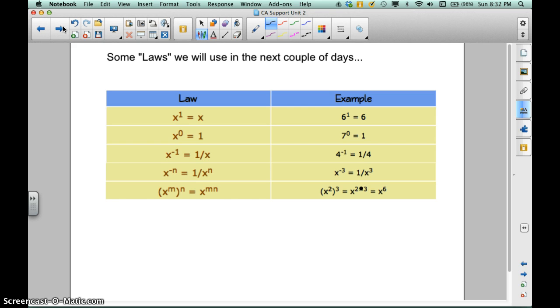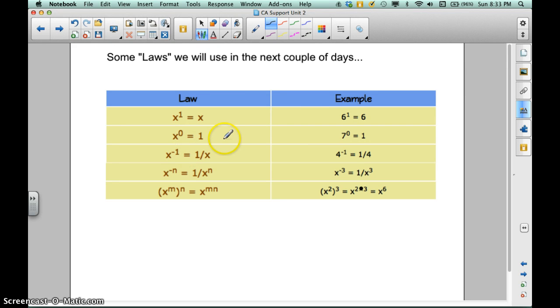The following are some laws that we'll use in the next couple of days. These are exponent laws, things that we agree on the notation and definition of. For instance, anything to the power of 1 is equal to the thing you started with. So for example, 6 to the power of 1 is 6. 8 to the power of 1 is 8. Z to the power of 1 is Z. Anything to the power of 1 is itself.